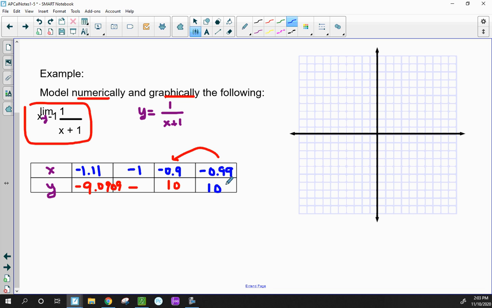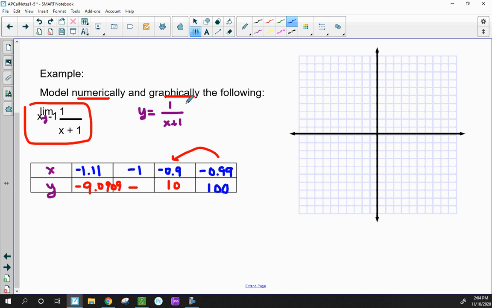You can see with the question that I've given you that when you do a numeric limit and you're looking at numbers that are really close to negative 1 on either side, the y values are definitely not close. This is negative 9, then we're jumping to positive 10 and positive 100, and so this doesn't behave the same way that it has in the past. So we're going to go to a graph to make sense of this.